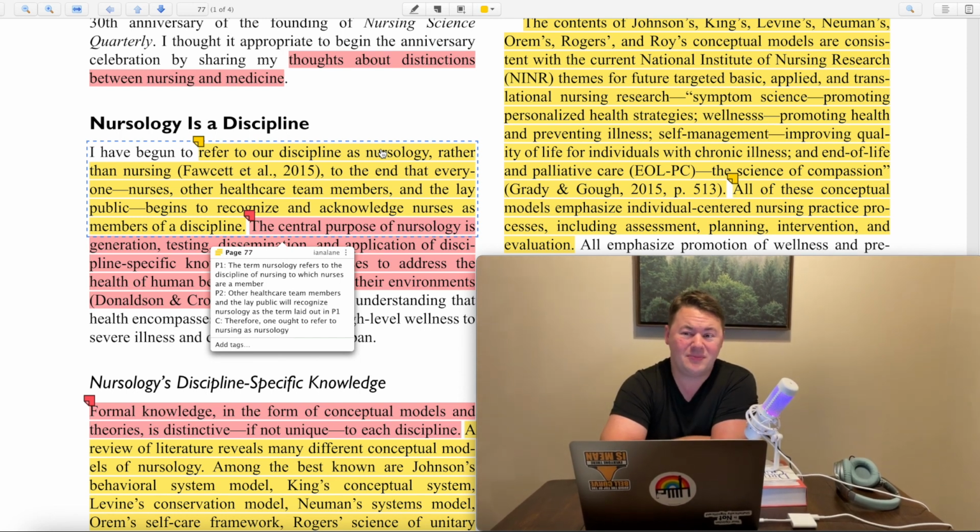And then most of them don't find it palatable. And I don't know what structural or societal reasons we have for not finding that term palatable, but it doesn't matter because this premise is false because people don't recognize the term nursology. Therefore, one ought to refer to the field of nursing as nursology.